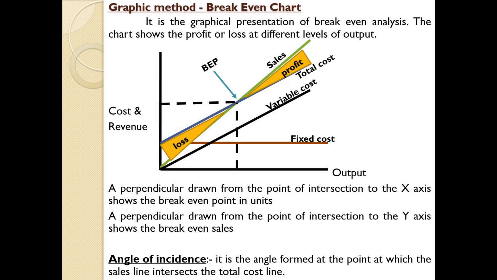Angle of incidence is the indicator of the profitability of the firm. A large angle is an indicator of a higher rate of profit, and a small angle is an indicator of a lower rate of profit. The wider the angle of incidence, the more the profitability, and vice versa. So angle of incidence can be widened by increasing the selling price or decreasing the variable cost. Higher angle of incidence is the dream of every business. So that is the concept of preparing a break-even chart.